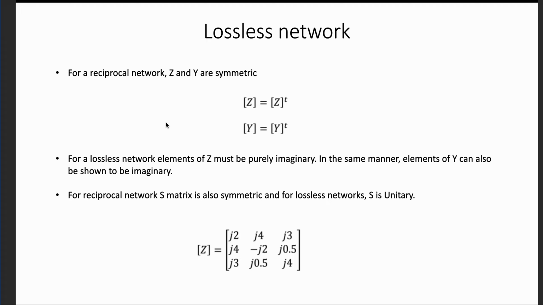Similarly, to describe a lossless network, your Z matrix has to be purely imaginary, and the same thing is valid for the admittance matrix. So if the question asks you to tell whether the network is reciprocal or lossless, first you take the transpose and see whether it's equal to the given matrix. If the transpose of the matrix is equal to the matrix itself, then you call it a reciprocal network.